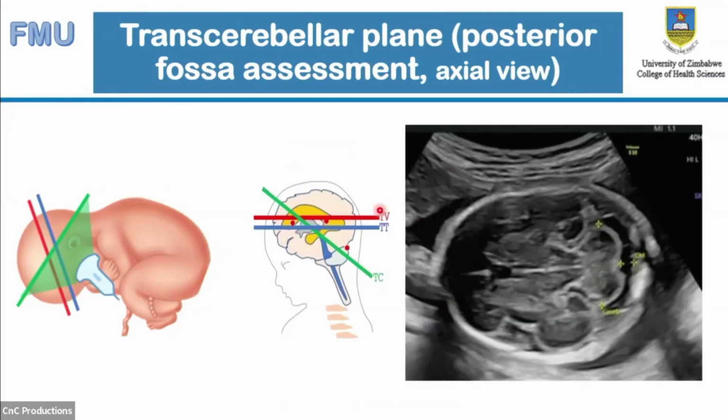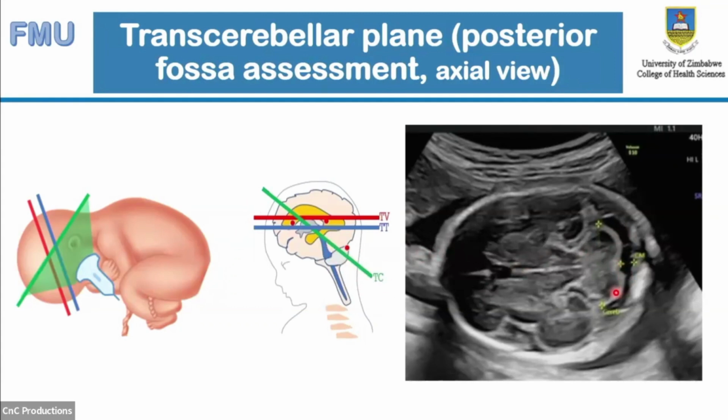So the posterior fossa structures that we assess on the transcerebellar plane will include the cerebellum, and then the cisterna magna, and then we can also see the thalamus, and we should also see the cavum septum pellucidum in this plane. So the cisterna magna is a fluid-filled space that we find posterior to the cerebellum.